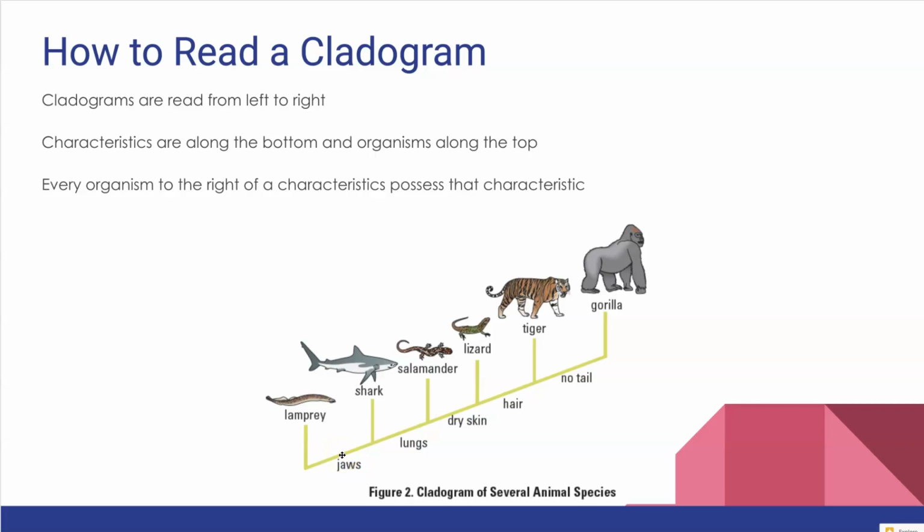Every organism to the right of the characteristic has that characteristic. Anything to the left does not have that. Okay, so jaws. The shark, salamander, lizard, tiger, and gorilla all have jaws. The lamprey does not have jaws. Same thing with lungs. Everything to the right of lungs has lungs. Everything to the left does not have lungs. So the shark and the lamprey do not have lungs, but the salamander, lizard, tiger, and gorilla do have lungs. Okay? And it just continues on that way.